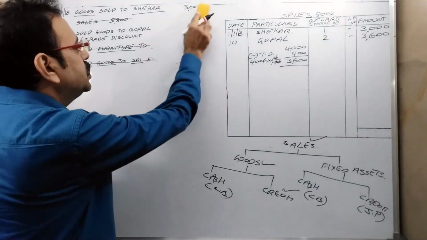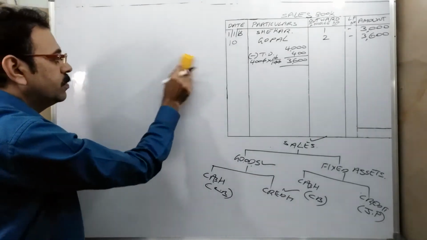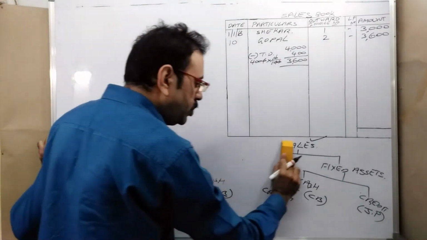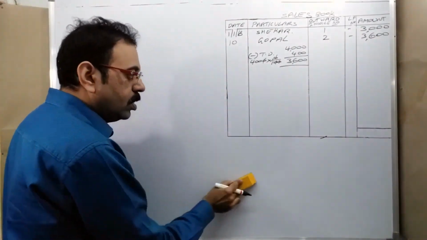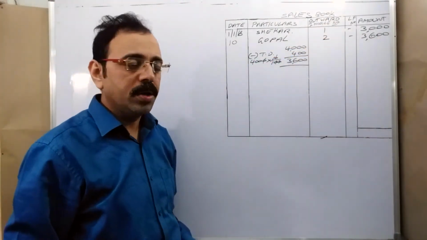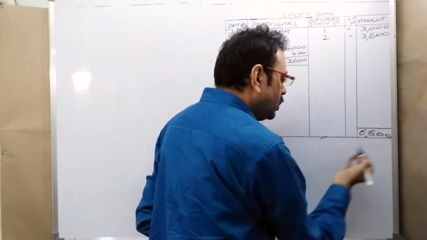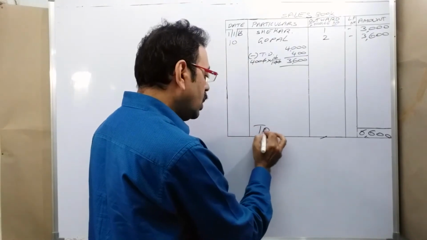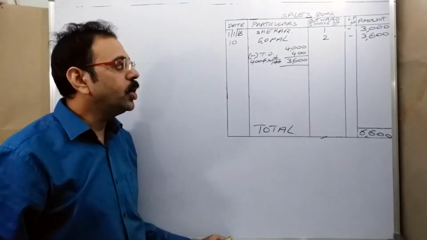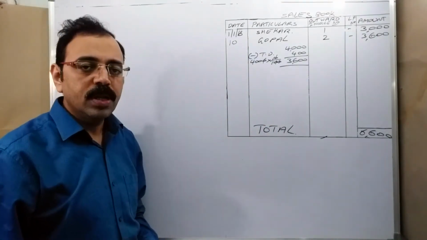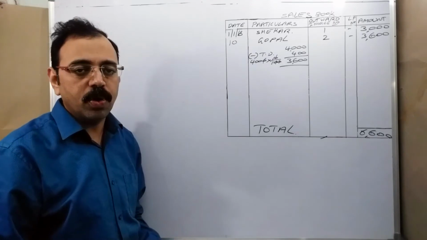Now, the transactions we entered in the sales book. The next step is what? These amounts are to be totaled. 6,600 is our total credit sale. In this manner, you have to prepare the sales book. Now, let us see how to post these transactions in the ledger book.